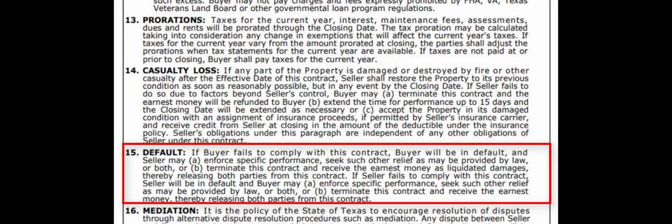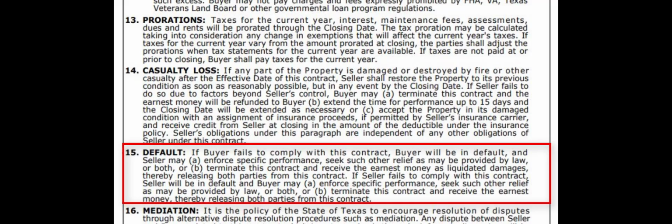If buyer fails to comply with this contract, buyer will be in default, and seller may A. enforce specific performance, seek such other relief as may be provided by law, or both, or B. terminate this contract and receive the earnest money as liquidated damages, thereby releasing both parties from this contract. If seller fails to comply with this contract, seller will be in default, and buyer may A. enforce specific performance, seek such other relief as may be provided by law, or both, or B. terminate this contract and receive the earnest money, thereby releasing both parties from this contract.